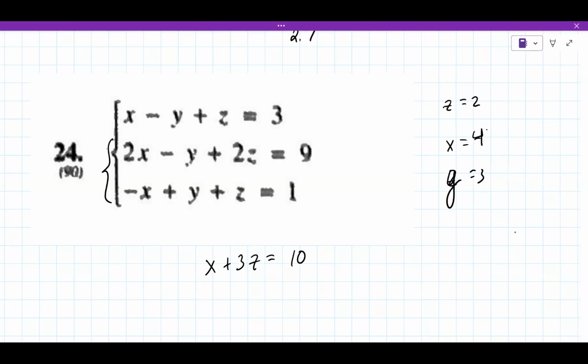Okay, so maybe try them in at least one other equation. Like the last one, I'll try -4 plus 3 is -1, plus 2 is 1. So that looks good to me.